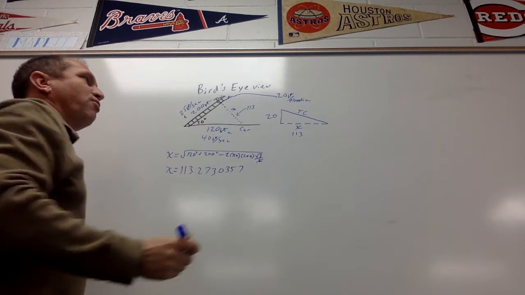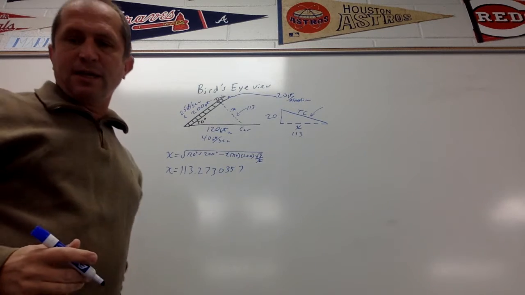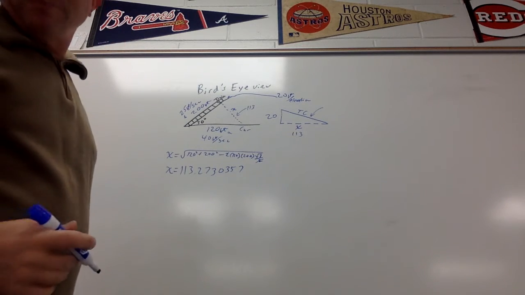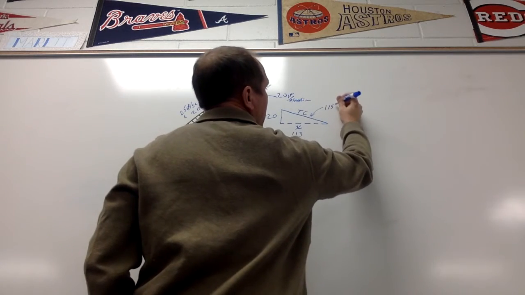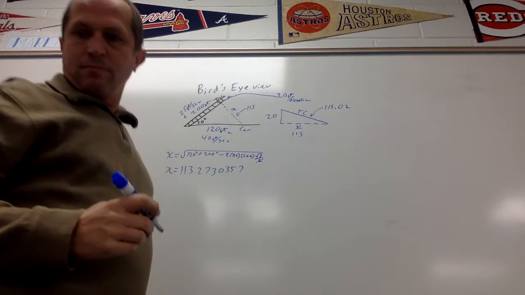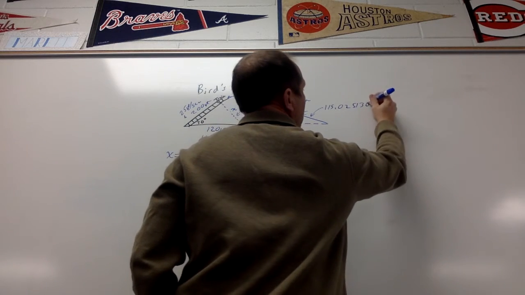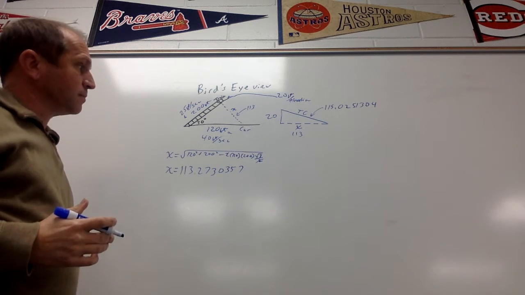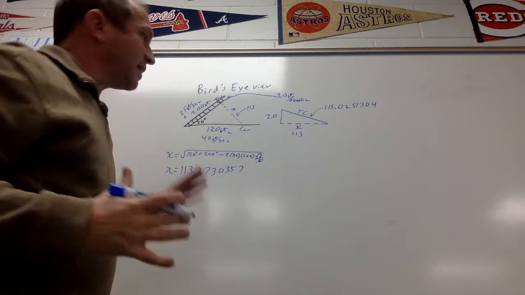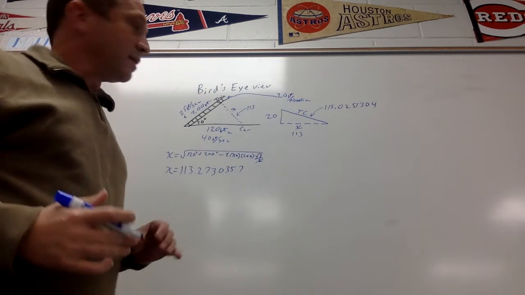So now I need the Pythagorean theorem to find out the distance of side TC. Again, doing the Pythagorean theorem here, I come up with 115.02 51304. So that becomes that distance right there. Now, that's at this instant. Now I've got to start throwing the rates of change into play.